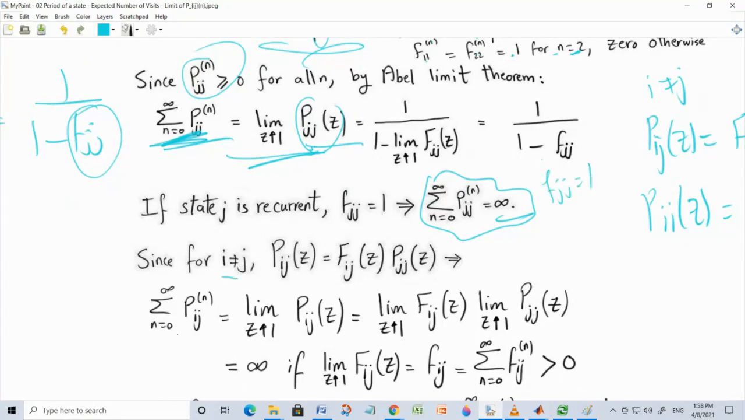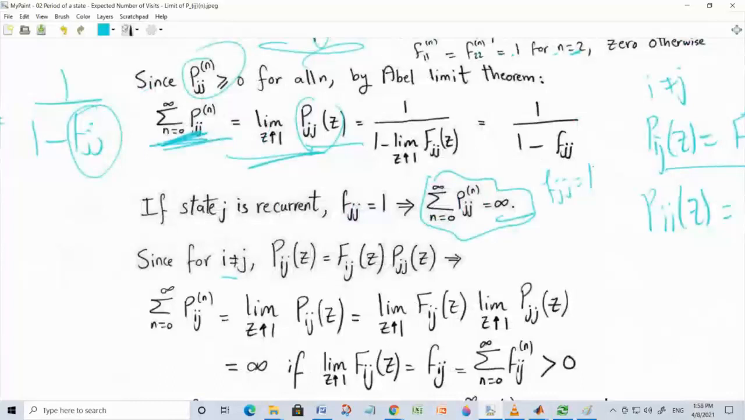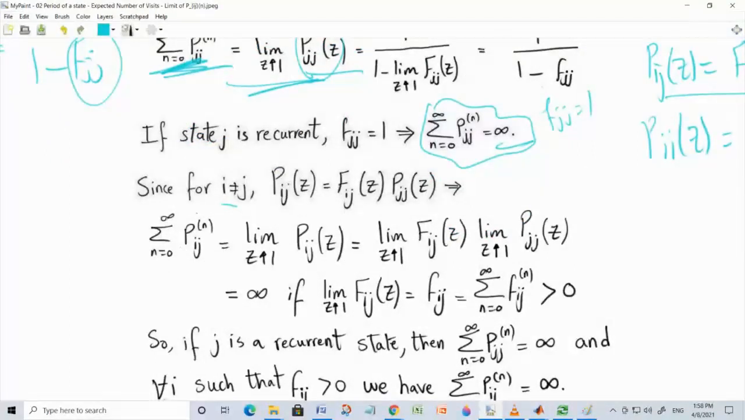Now, if we are talking about a state i not equal to j, then we have this other formula for the relationship between the b and f probabilities: B_ij(z) is equal to F_ij(z) B_jj(z). Now, what is the summation of b_ij? Again, probabilities. So by the Abel limit theorem, the version in which we are summing non-negative terms, we can study the generating function and take its limit as z goes to 1. And this limit will be the limit of this product, with two terms.